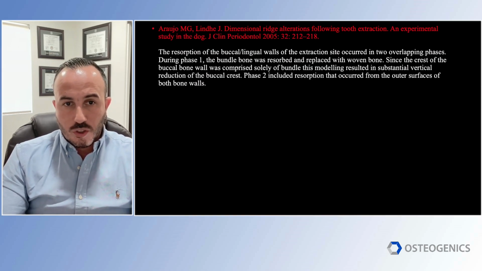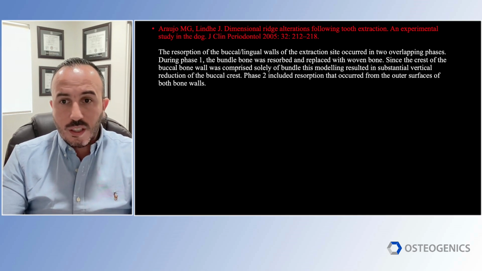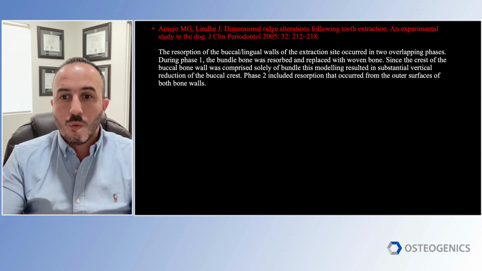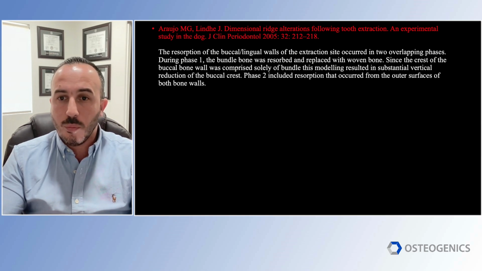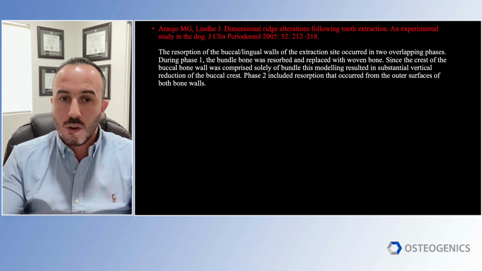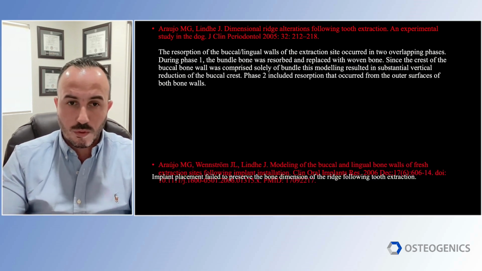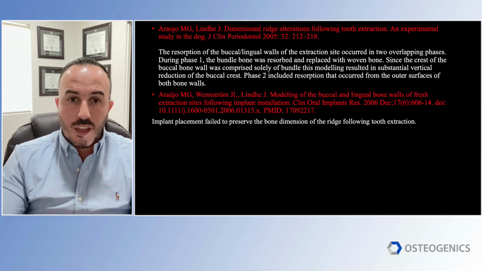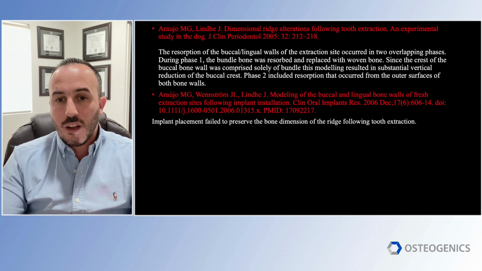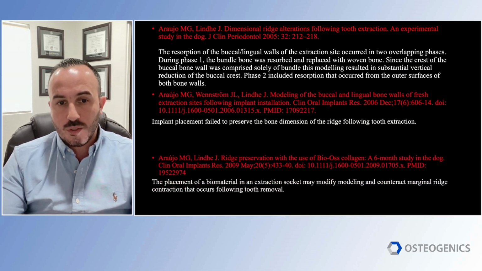So what do we know from the literature? A lot of studies from Araujo and Lindhe, and this could be the most cited and most important article, discuss the two phases that we talked about in the review before. Phase 1, we lose the bone and get most of the vertical bone loss, and phase 2, the horizontal and the outer surface of the bony walls resorb. They did a lot of animal studies to see: what if we place the implant immediately at the same time? Would that prevent the ridge reduction? That failed to preserve the bone dimension after we extract the tooth.